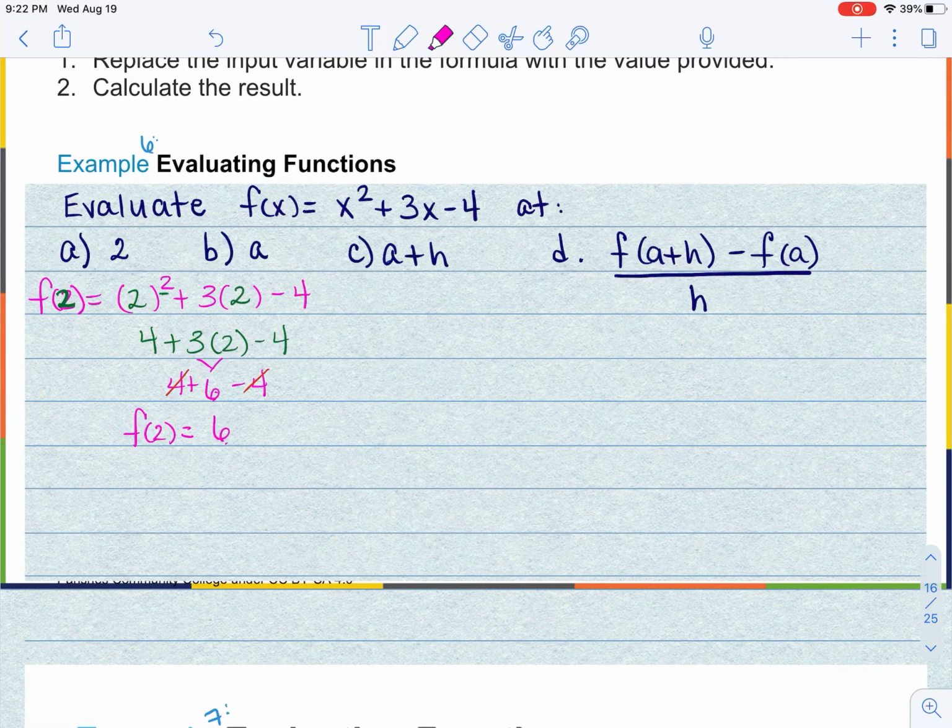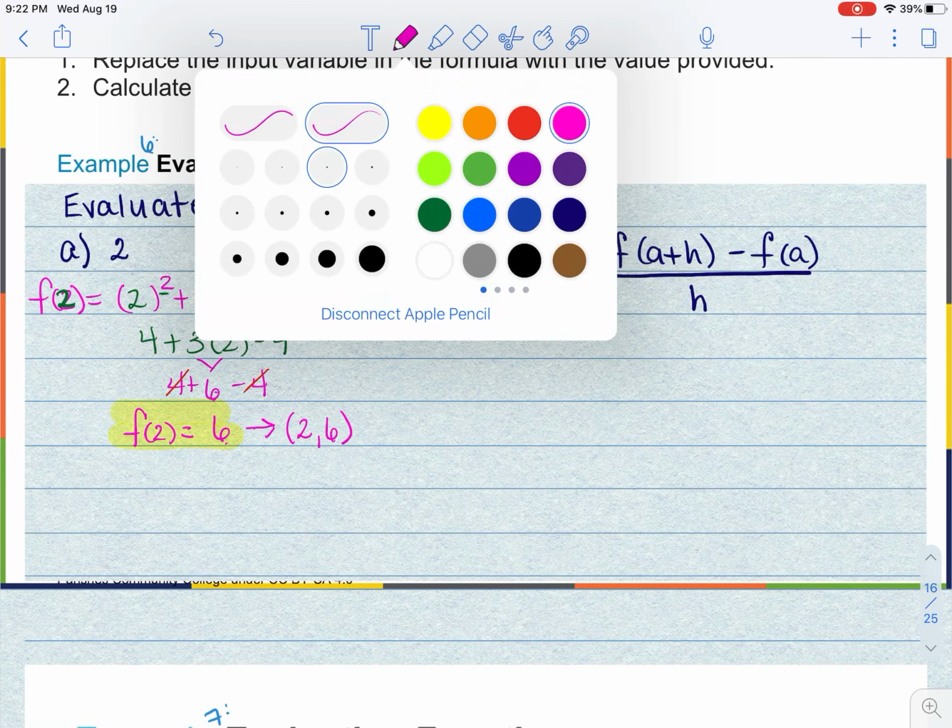And this here, let me change that, is the function notation for that. But I just want to make you aware that this is the same thing as saying when the x is 2, the y is 6. This is the same as writing the ordered pair 2, 6. It's the same thing. Okay, let's do the next one.